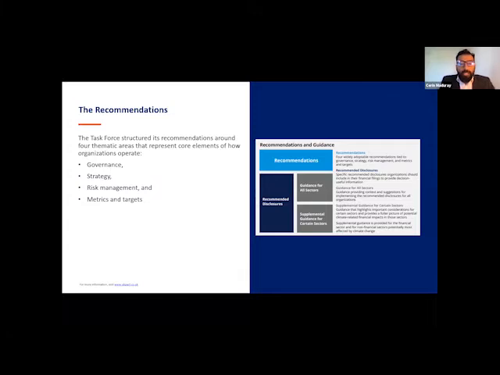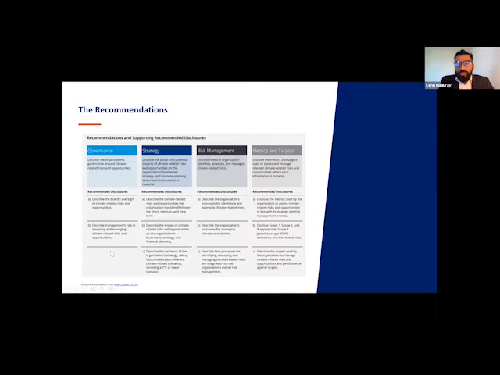The 4 thematic areas are common touch points for any business in any sector and are therefore relevant well beyond the financial sector. This slide shows an overview of the 4 pillars of TCFD and the recommended disclosures within each pillar. In the next part of the session, I'll dive deeper into these recommended disclosures.